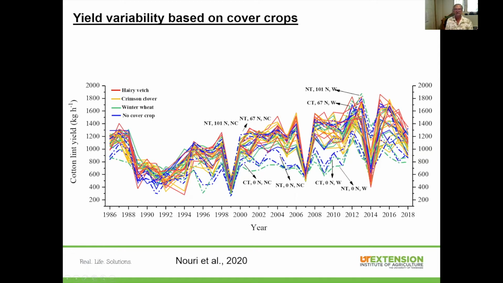So this is a great data set to show that yes, with longer term use of cover crops, the cover crop plots, even in poor years, are going to start to outperform the no cover crops. So this is another reason for growing the cover crops.